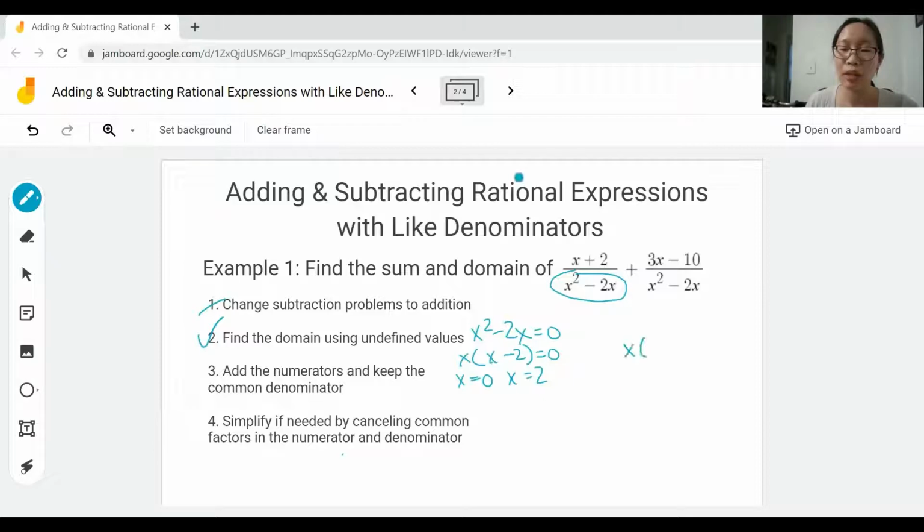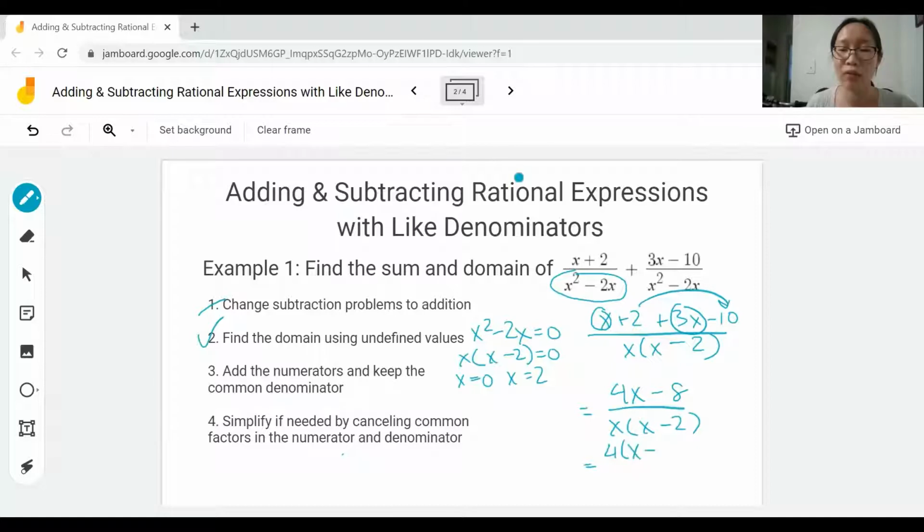From there, I will add my numerators and keep the common denominator. So I'm actually going to keep my denominator in factored form, so it's easier to deal with. And I combine my numerators x plus 2 plus 3x minus 10, and then combine like terms. x and 3x make 4x, 2 and the negative 10 give me negative 8, and then I have over x minus 2. From here, I notice that my numerator has a greatest common factor of 4, so I'm going to factor the 4 out, and I have x minus 2 left.